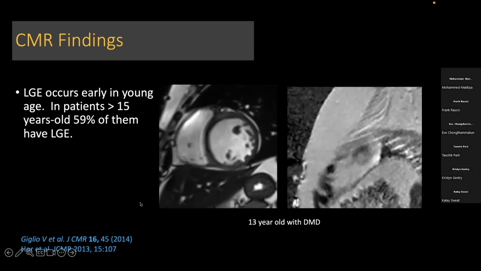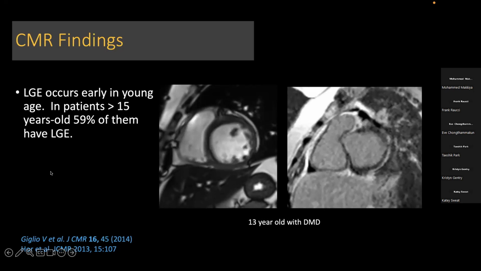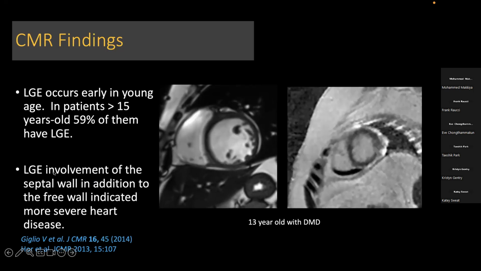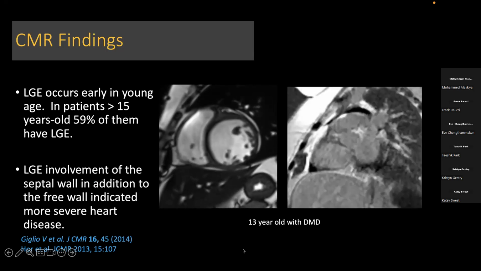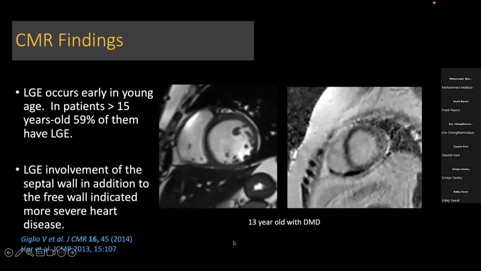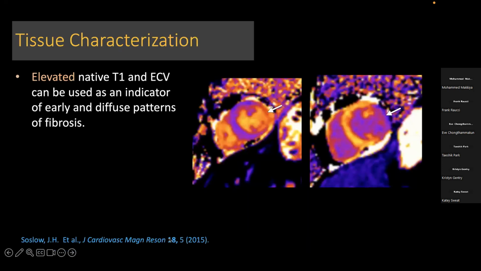In patients more than 15 years old, 59% of those patients have LGE already, so they are progressing over the years. If you find enhancement of the septal wall, this is indicative of very severe heart disease involvement. An increased number of segments with LGE is associated with increased risk of mortality. So the more segments, or the more areas of enhancement, the higher the mortality.